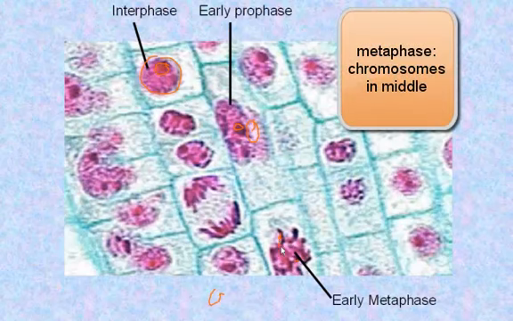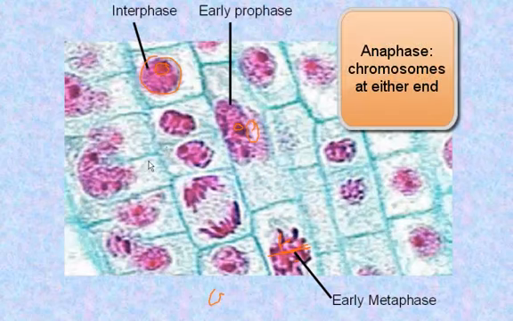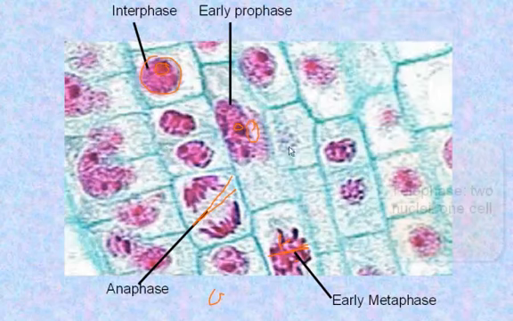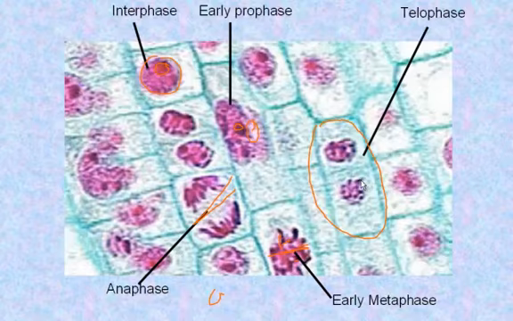Because you're starting to see the X's and they're starting to go towards the middle of the cell. Anaphase, apart, this is usually the easiest one to find, and see how you have the distinct division between the two. And then telophase, you have what looks like one big cell and two nuclei inside of it. That's telophase, so T for 2.